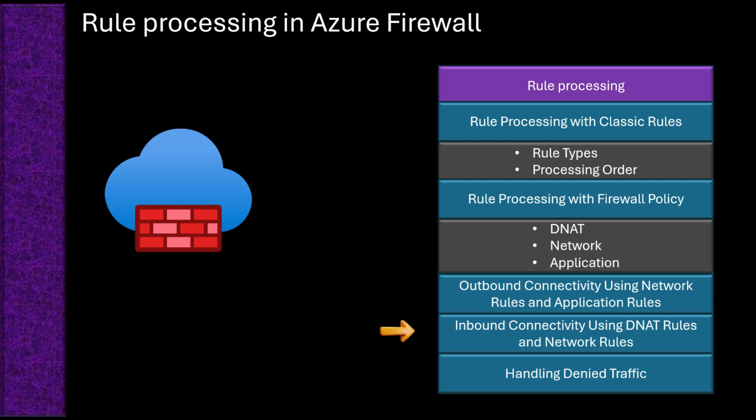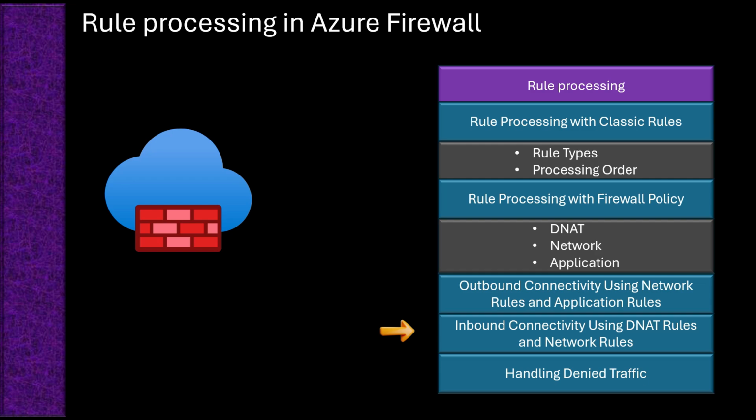Let's touch upon inbound connectivity using DNAT rules and network rules now. Inbound traffic from the internet is typically handled by DNAT rules, which are processed before network rules. When a DNAT match is found, an implicit network rule is automatically created to allow the translated traffic to flow. For security reasons, it is recommended to be specific about the allowed internet source in the DNAT rules by avoiding wildcard entries. Application rules are not applied to inbound traffic.